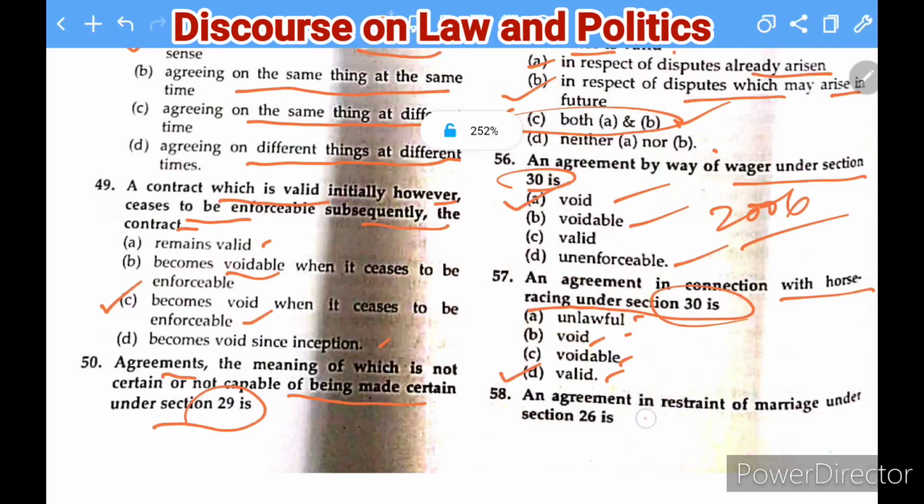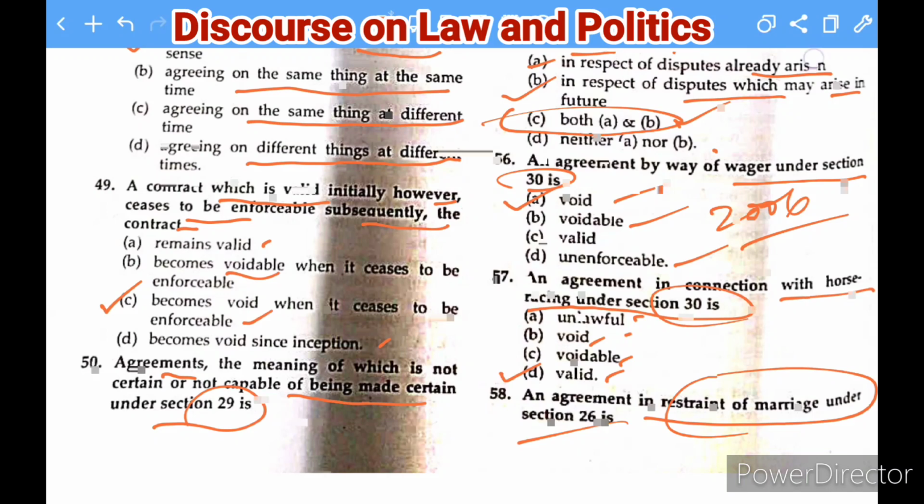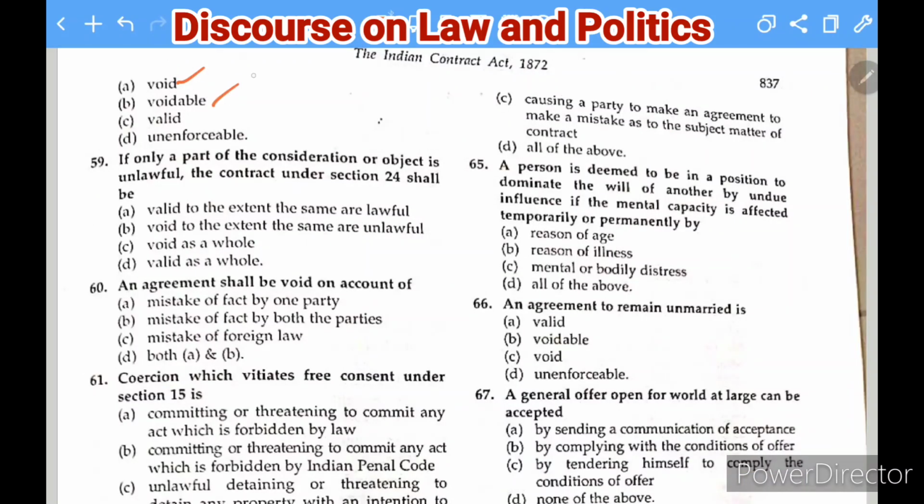Moving to the next question, an agreement in restraint of marriage under section 26. If you are making an agreement that restricts someone from marrying, so they can't do any kind of marriage, what will happen to those agreements? Let's see the options here: whether it would be void, voidable, valid, or unenforceable. Give your answer to the comment box. Waiting for your response. Yes, it is going to be void here.